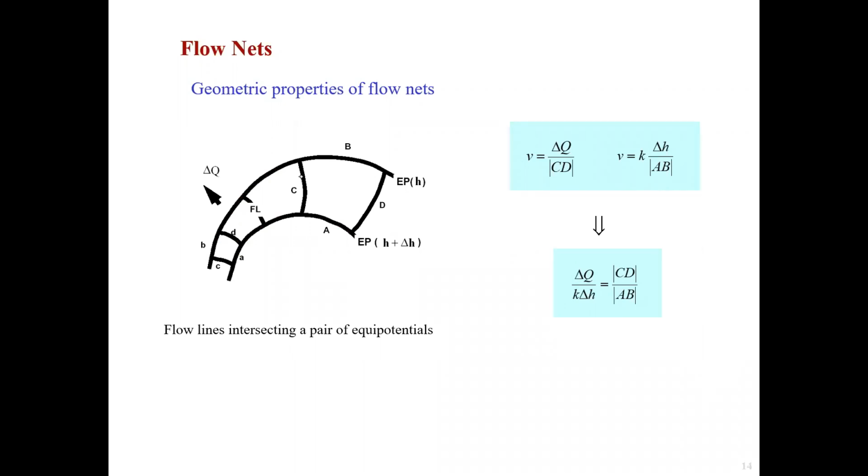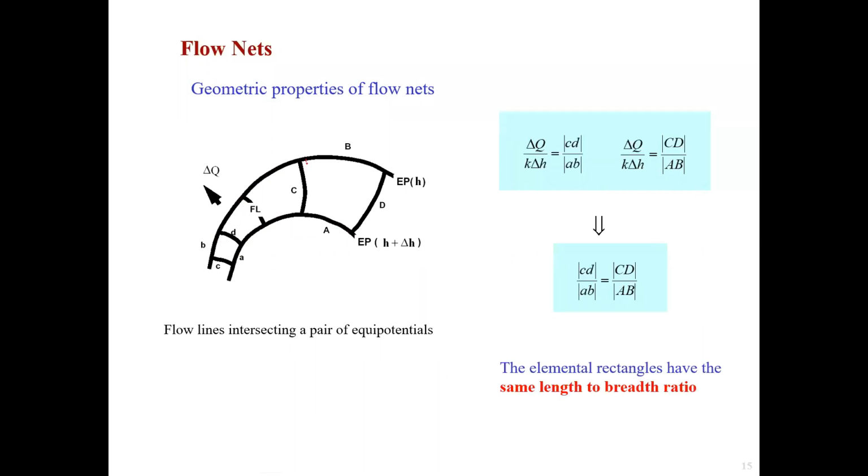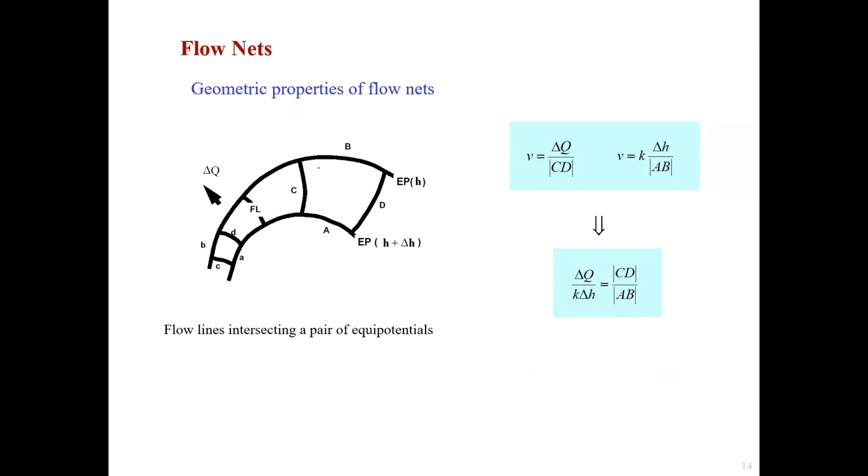So similarly, when we consider the large element, capital ABCD, the velocity in the tube is given by v equals delta Q over CD. And from Darcy's law, we have this relationship. So again, by transformation, we get delta Q over K delta H equals CD over AB. So similar to the previous case.